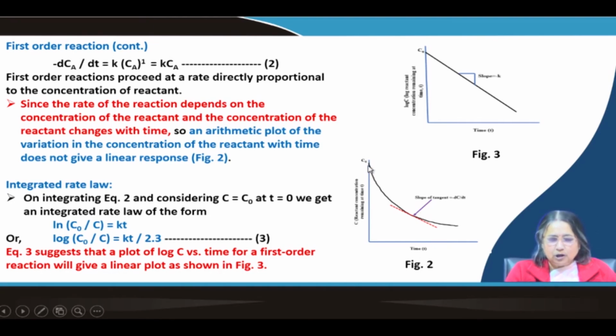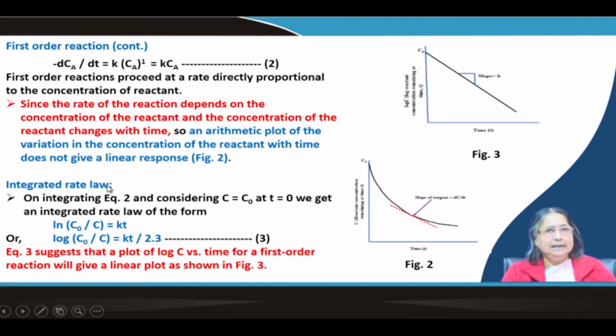So, if you plot concentration versus time, then you will not get a straight line. The curve will be like this, okay, and the slope at any point will give you dCA/dt with a minus sign, because it is the reagent, okay, reactant.